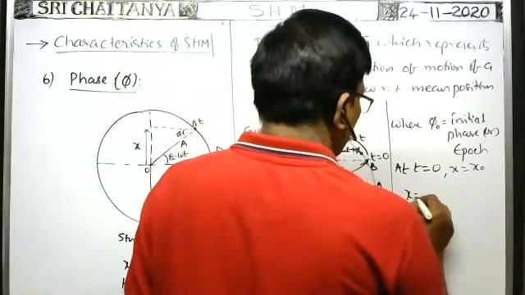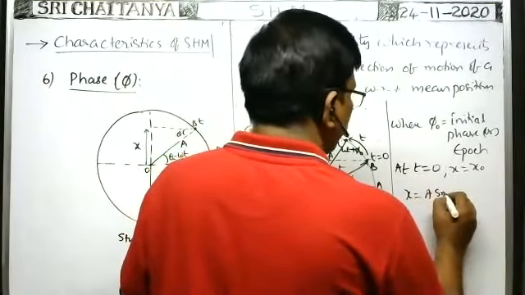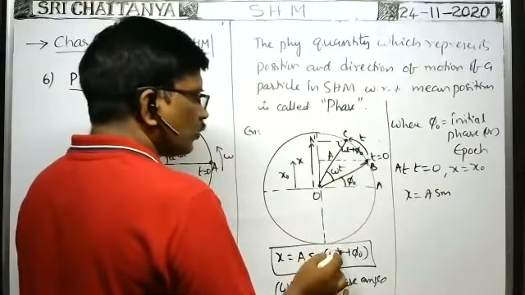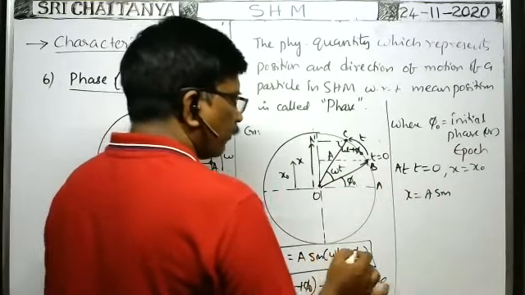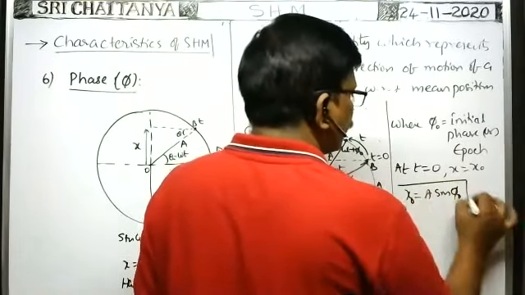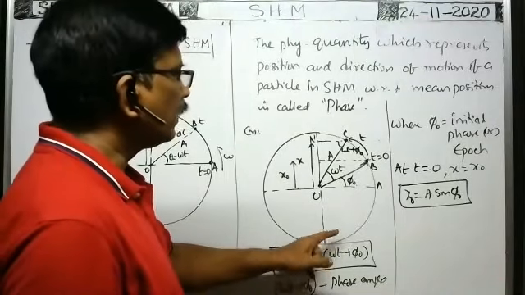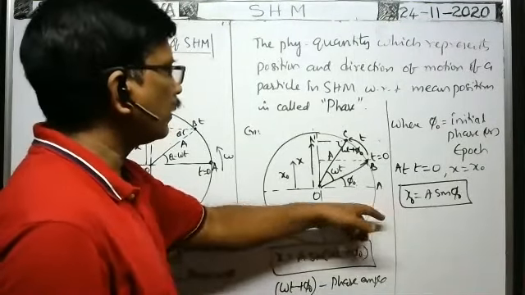You see, x is equal to a sine omega t plus phi naught. At t is equal to 0, omega t becomes 0, so x is equal to a sine phi naught. This is x is equal to x naught. It is the initial displacement. So in this formula, when you put t is equal to 0, that gives the initial displacement of the particle. Is it correct or not?